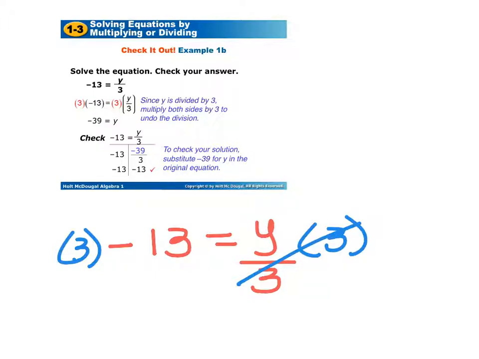Cancels away. And what is 3 times negative 13? Anybody raise your hand? Cassandra? Negative 39. Beautiful. Positive times a negative is a negative, and 3 times 13 is 39. Nice.